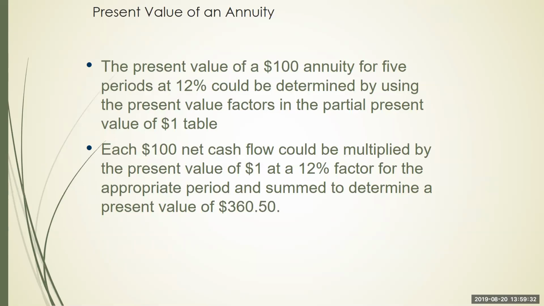So I take that $100 times 3.605, and what that's telling me is that if my money earns 12%, I can put $360.50 in the bank right now and take out $100 a period for 5 periods. So I don't need to put $500 in, I only need to put $360.50 in. And this is super helpful for planning when you get ready to retire and you've got X amount of dollars and say, I think I'm going to live another 25 years. How much can I take out of my chunk of money per year?